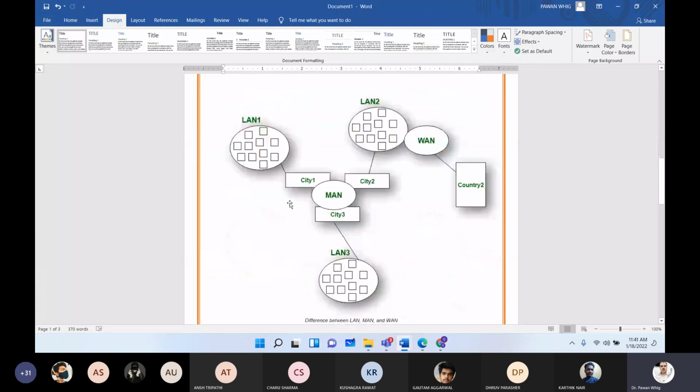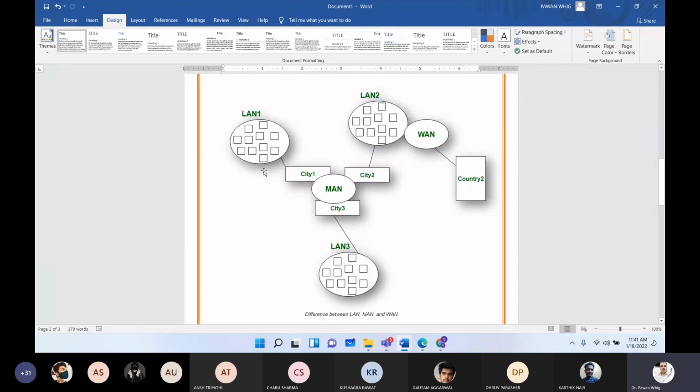Now let's see it if we talk about its geographical area. This is a LAN. These are the LANs, small LANs, which are confined to a building, and the MAN is involved when different cities get connected together. Then the thing is the same. That interconnection, the way of doing it, is the same. The name is changed because its geographical area is increased.